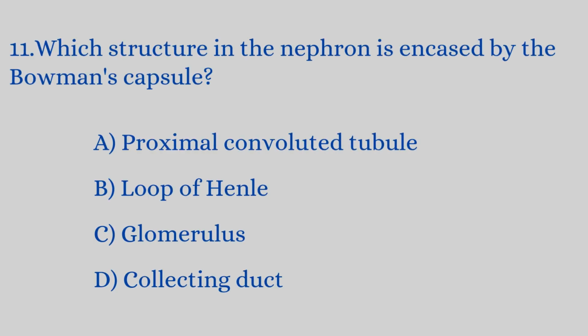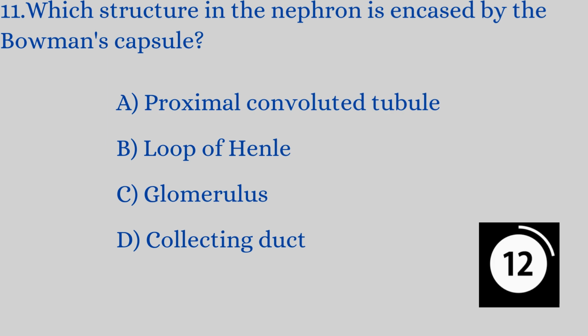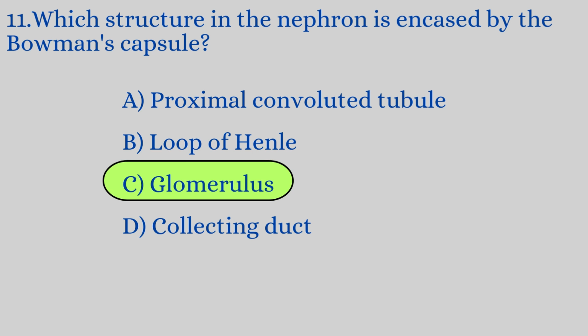11. Which structure in the nephron is encased by the Bowman's capsule? A. Proximal convoluted tubule. B. Loop of Henle. C. Glomerulus. D. Collecting duct. The answer is C. Glomerulus.